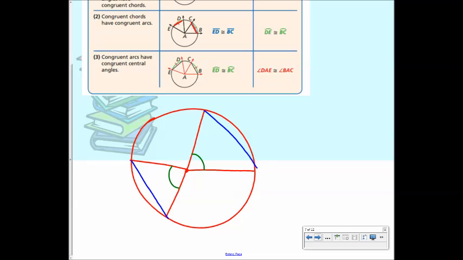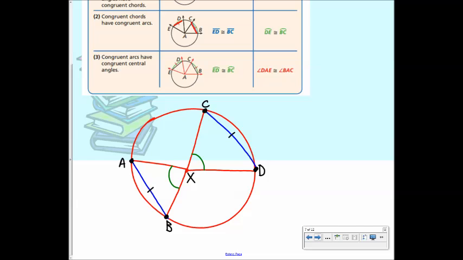So which ones are the chords? A, B, and C, D. So the blue segments are chords. All right. If they're congruent to each other, what do I know about angle AXB and CXD? They are congruent to each other also. And I also then know that arc AB is congruent to arc CD.